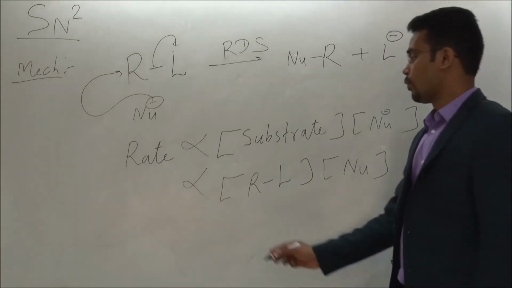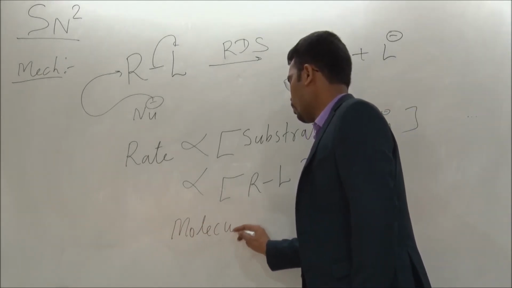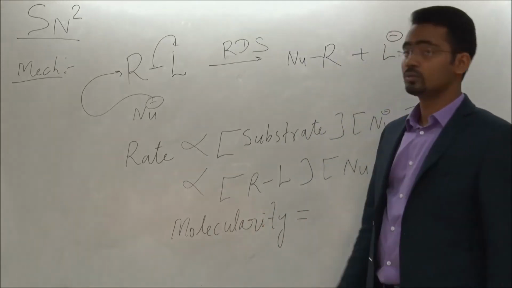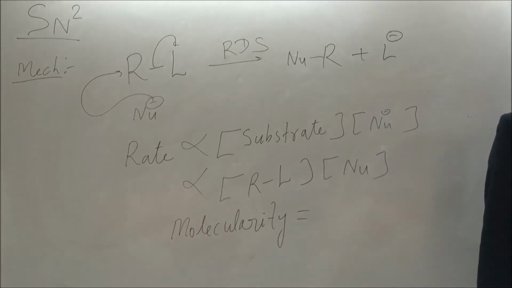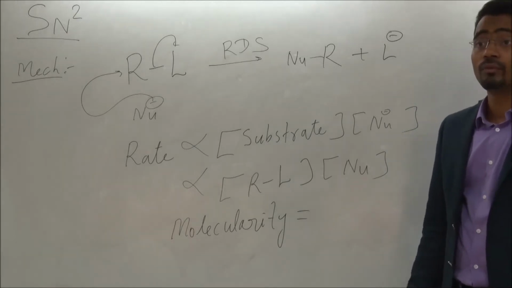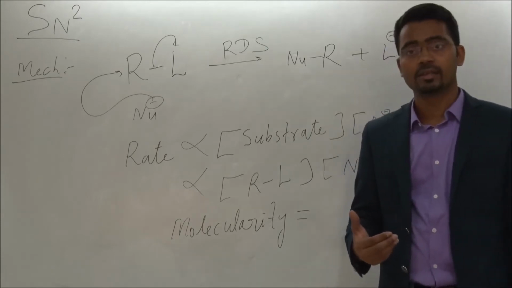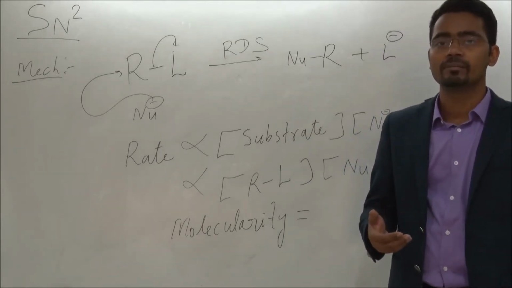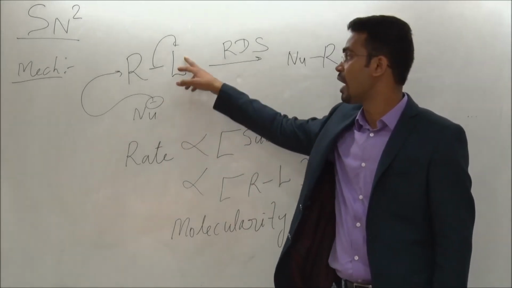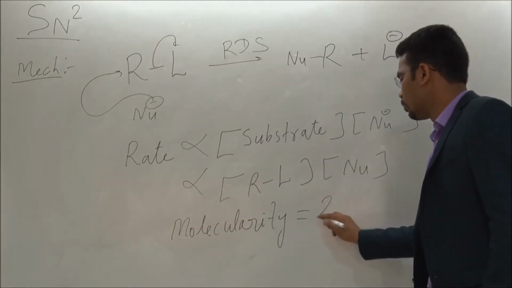Now, what is the molecularity of the reaction? Molecularity is the number of reactants in the rate determining step. So this is the rate determining step. The reactants are the nucleophile and R-L, that is 2. Therefore, molecularity is equal to 2.